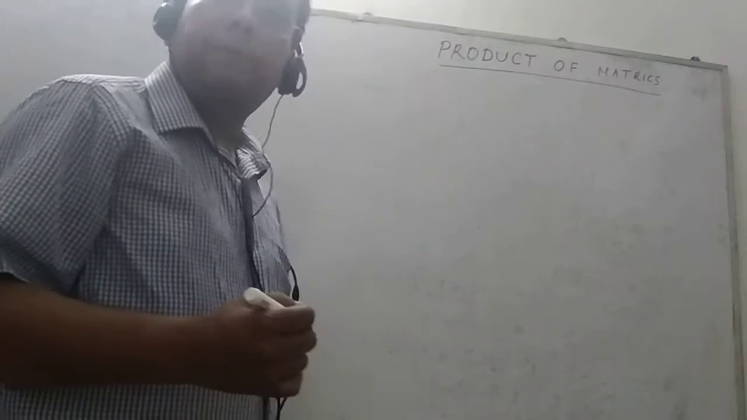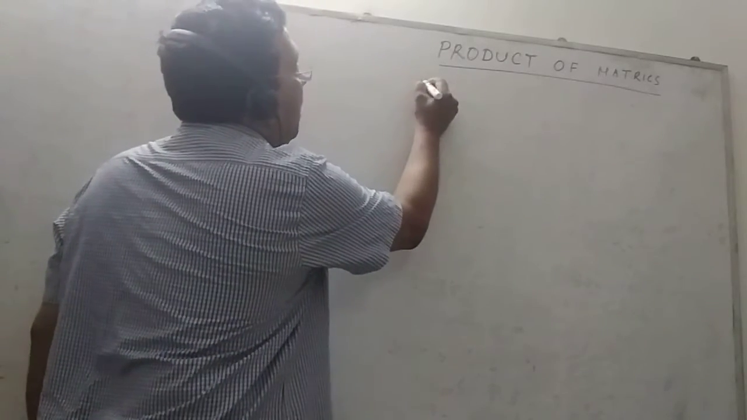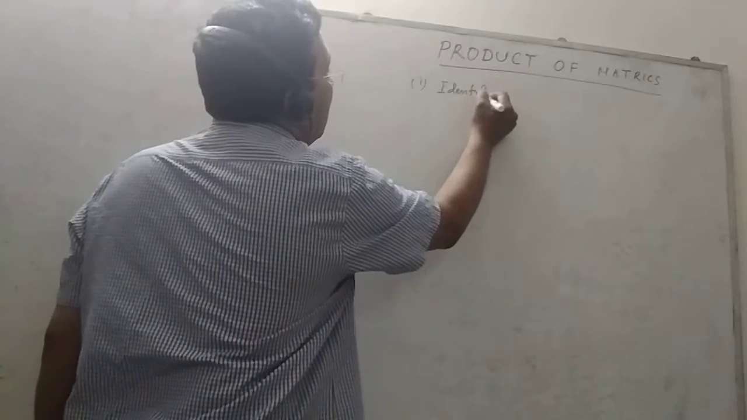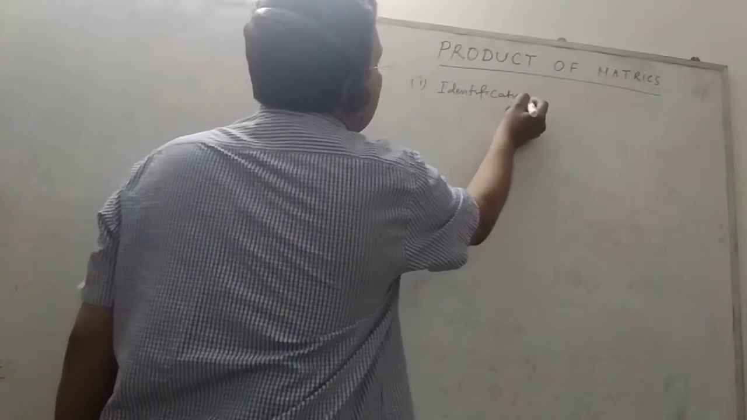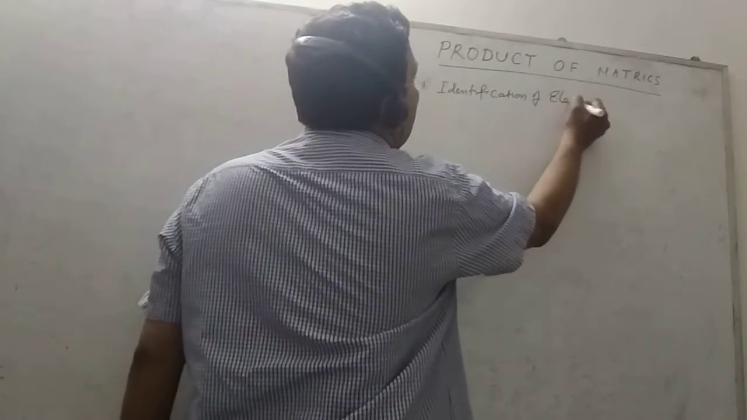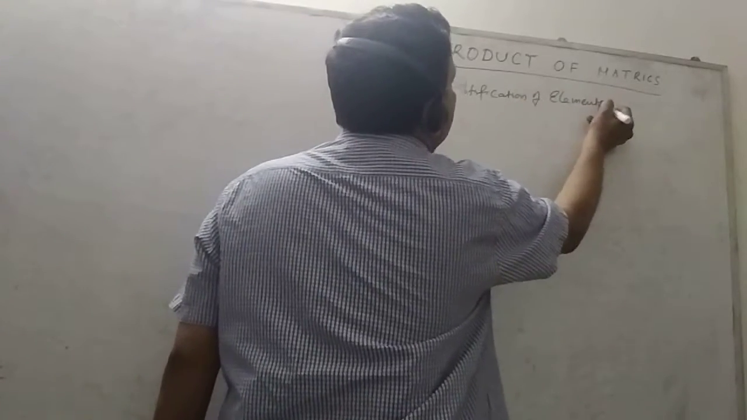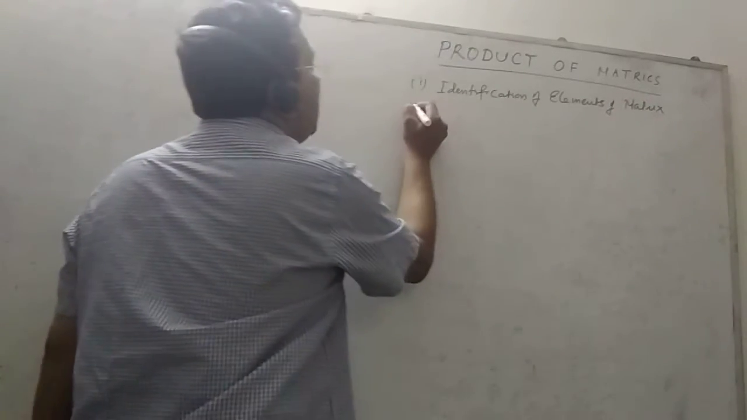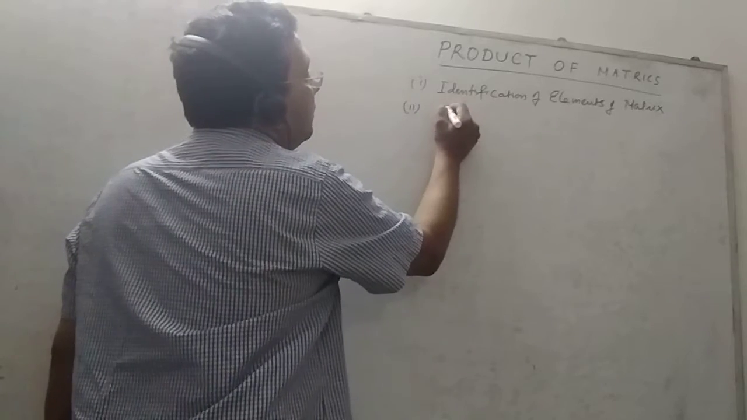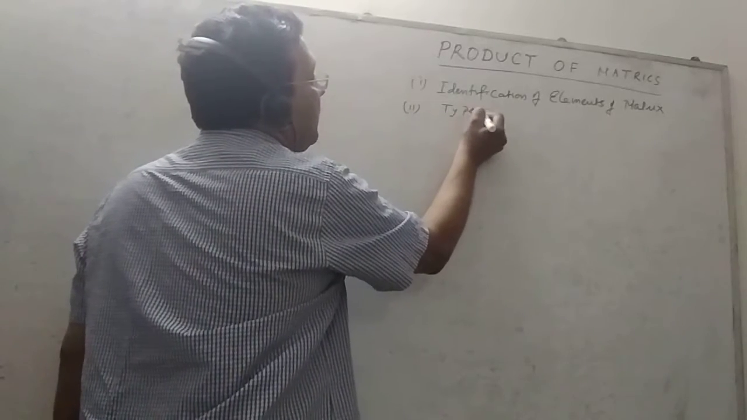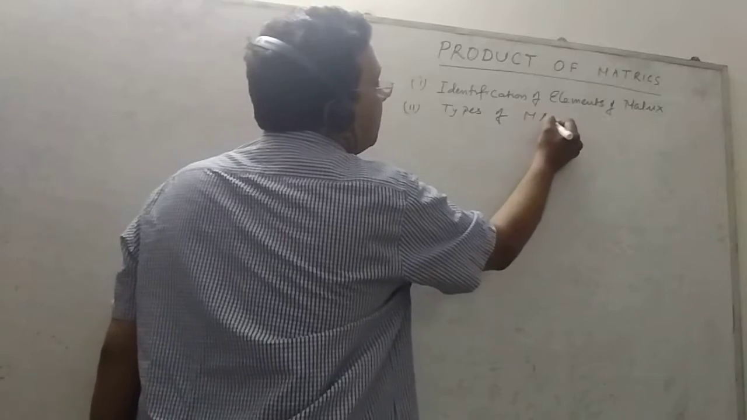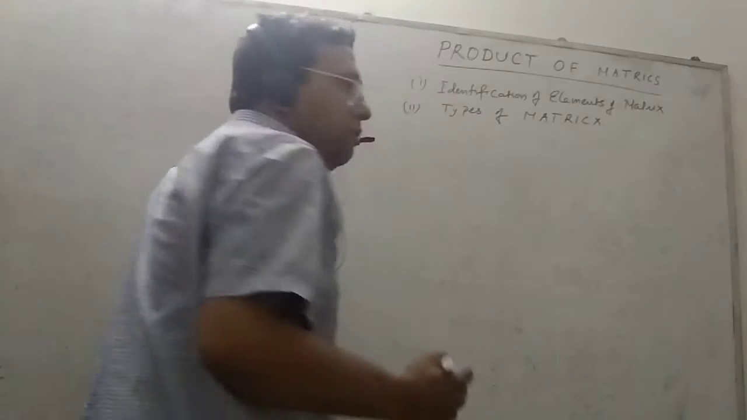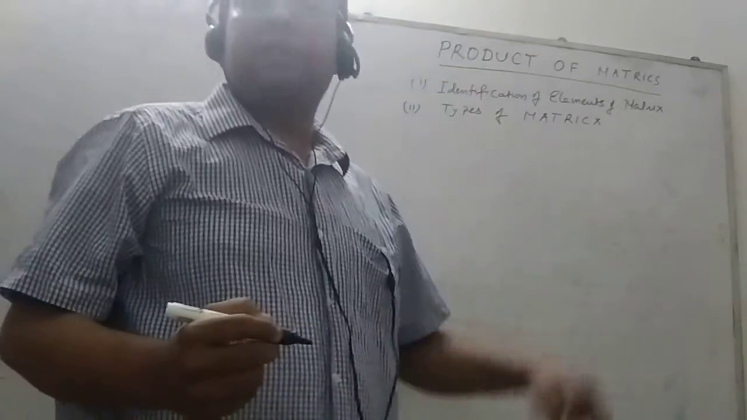Now, what have we covered up till now? Number 1, identification of elements of matrix, and number 2, we have learned the types of matrix, different types of matrix. And today we would like to learn the product of matrix.